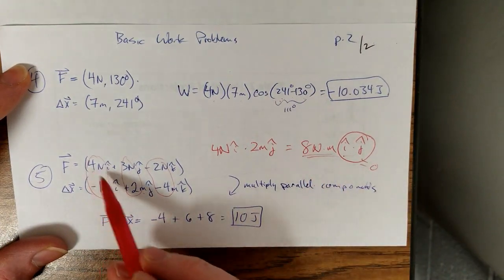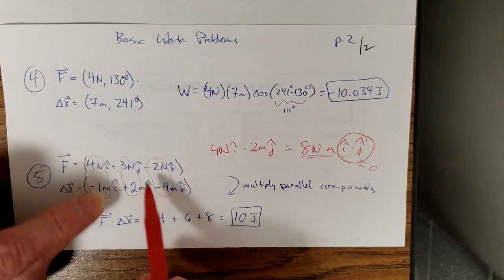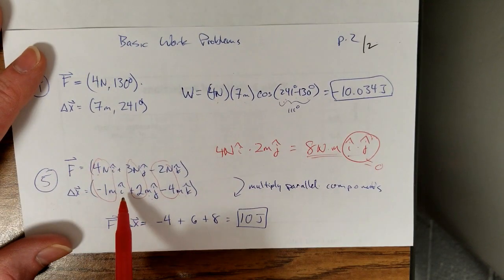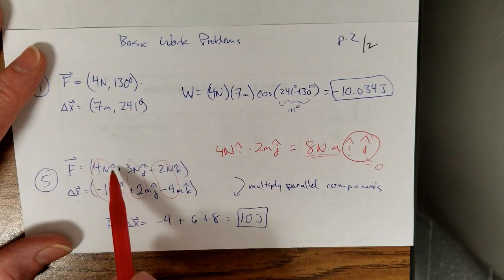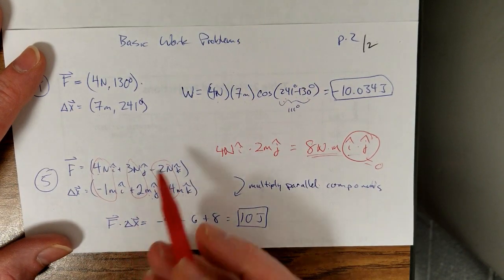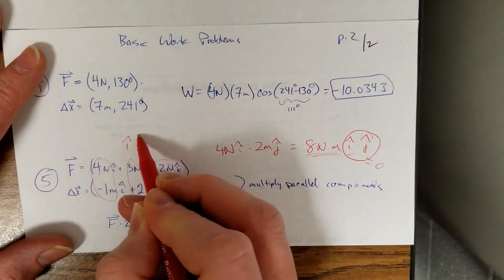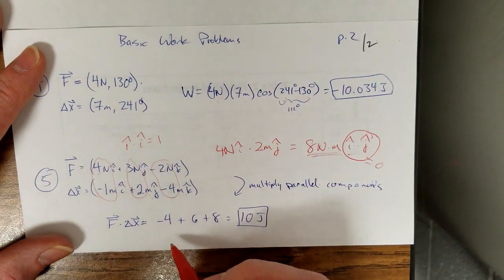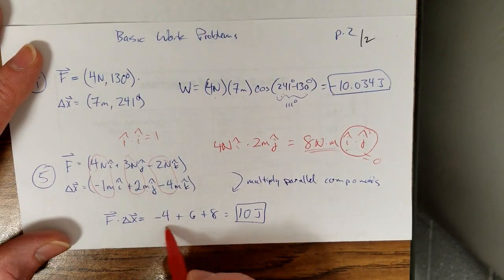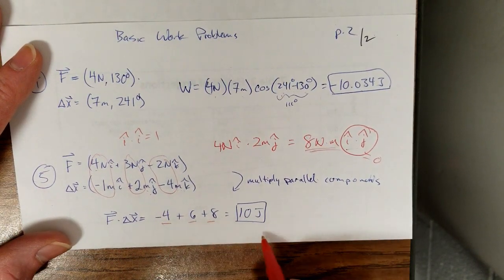And so any of the cross components, the i dot j, i dot k, j dot i, j dot k, and so on, the only ones that will survive are the ones where it's i dot i, j dot j, and k dot k, because i hat dot i hat is equal to 1. And ultimately, we end up with 10 joules. Negative 4 plus 6 plus 8.